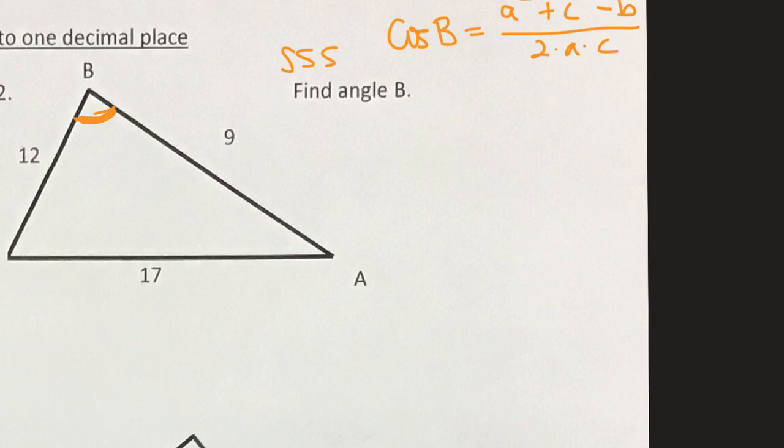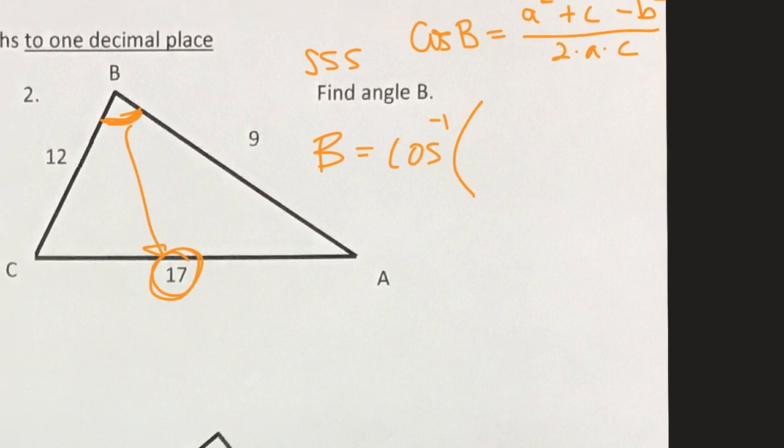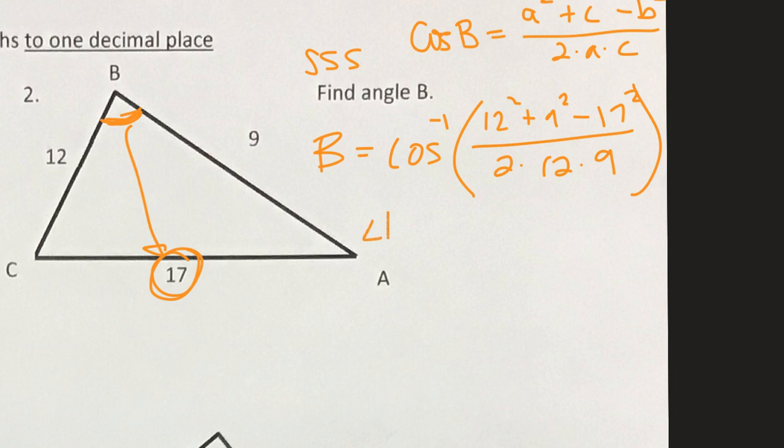So the side across from the angle that we're trying to find is the one that's being subtracted in your formula. So 17 is across from B. So this is going to be 12 squared plus 9 squared minus 17 squared over 2 times 12 times 9. You put all that into your calculator, and that will tell us the measure of angle B. Rounding gives me an angle B of 107 degrees, which makes sense because 17 is a pretty big side, so we're going to have a pretty big angle.